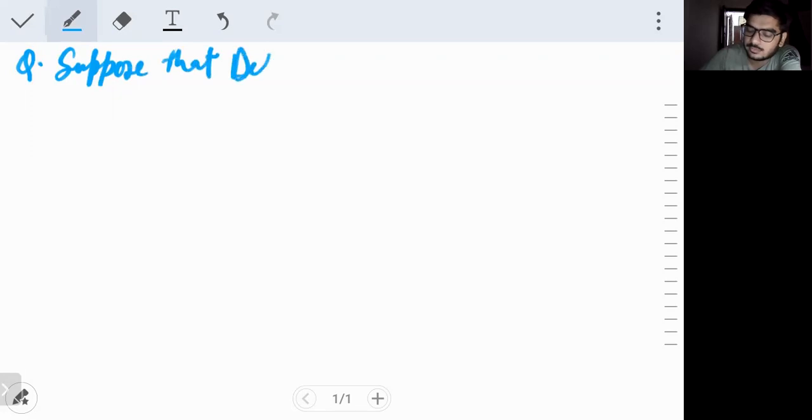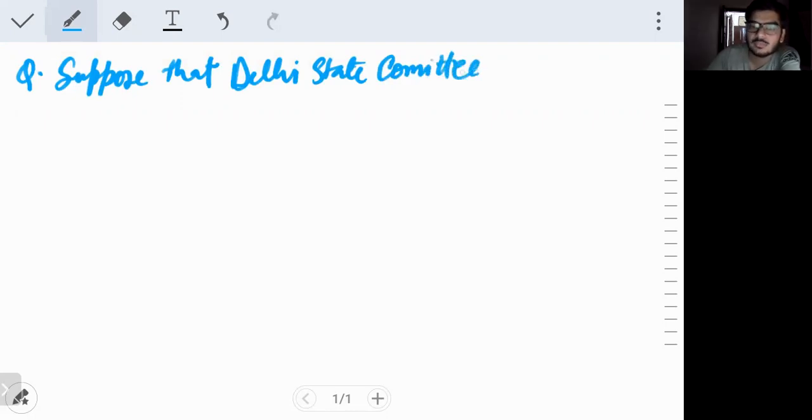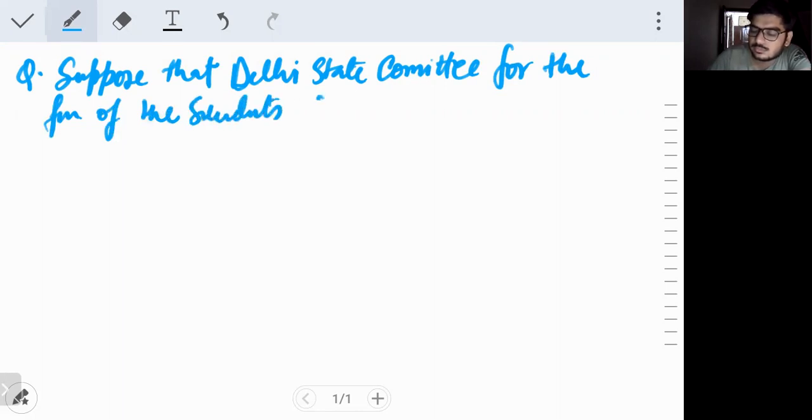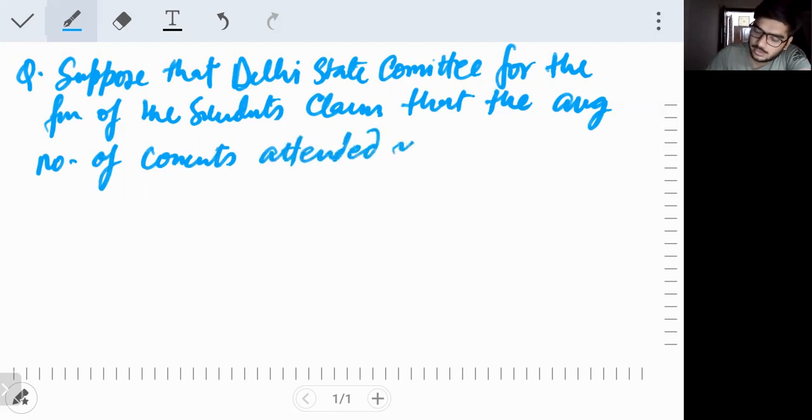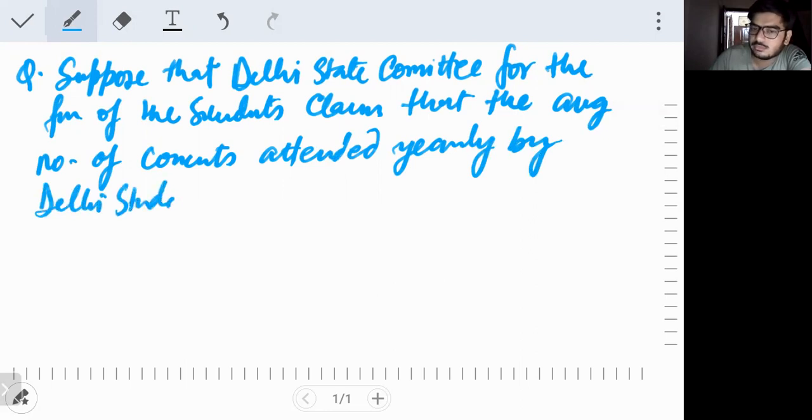Suppose that the Delhi State Committee for the Fun of Students claims that the average number of concerts attended yearly by the students is 2, right?